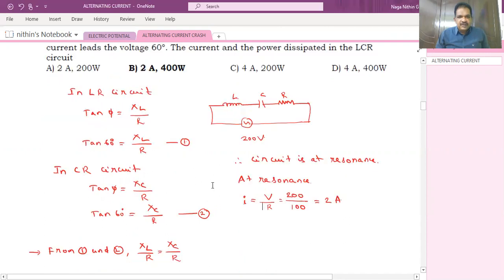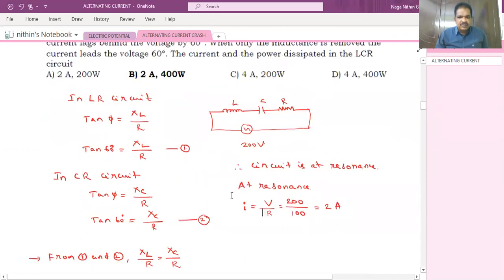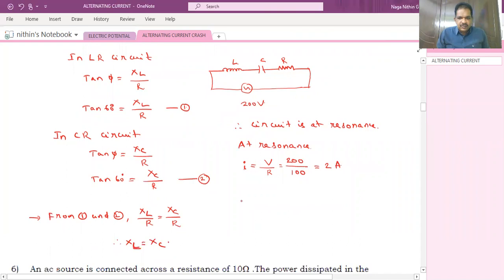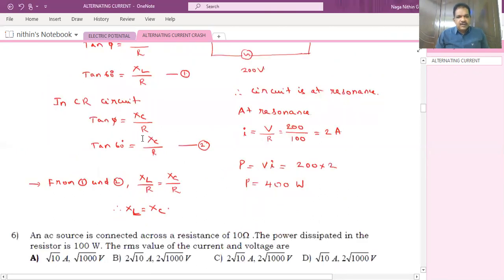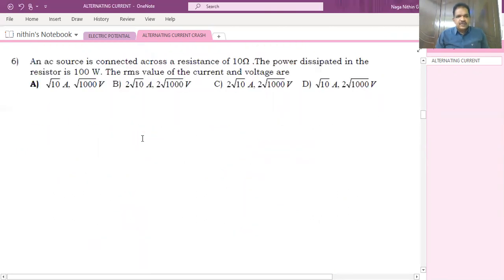And power is how much? Power P is equal to V into I. It's 200 into 2. So P is equal to 400 watt. So this is the answer for it. Okay. Next, see the sixth question.